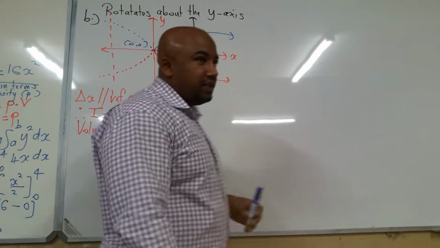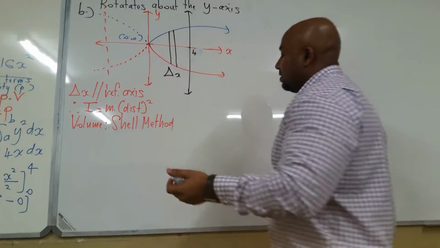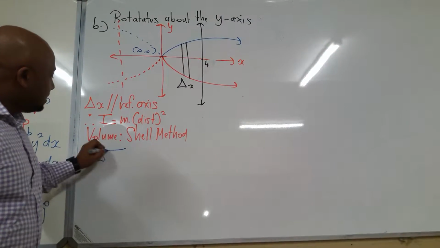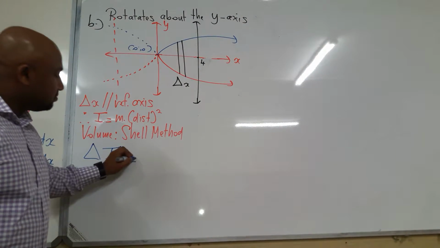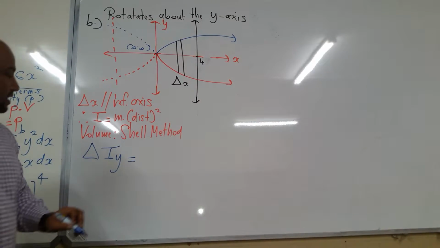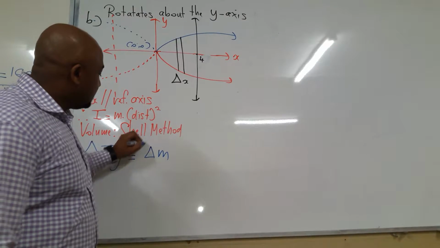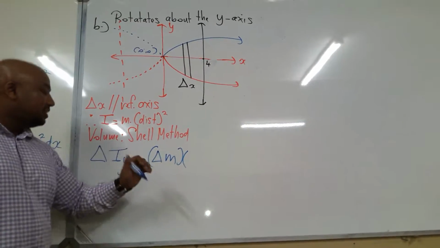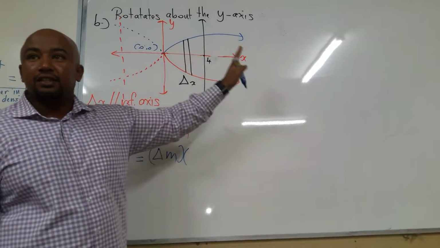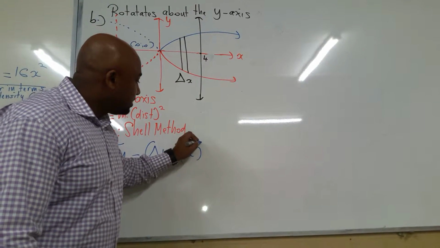So now let's look at how we're going to interpret the diagram. Let's start. Delta I y, the reference axis is the y-axis, is equal to your mass, which is delta m, times the distance from the reference axis. From the y-axis, what are we measuring? We will be measuring x, so that will be x squared.